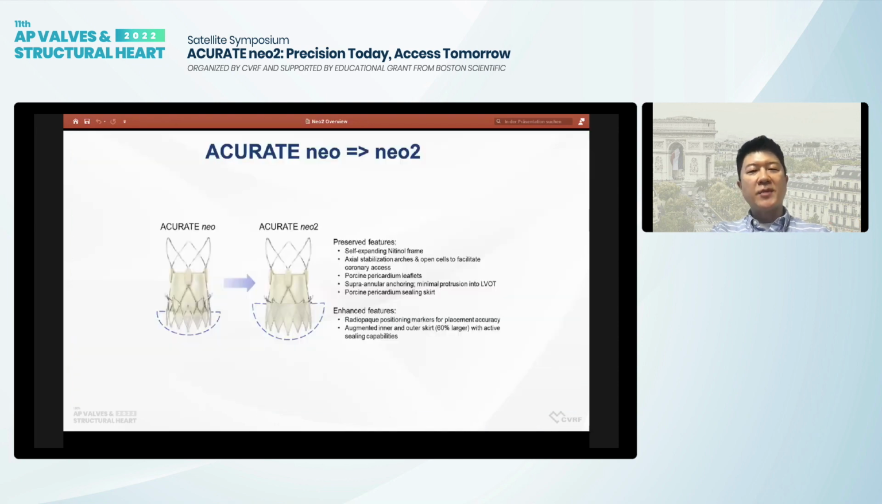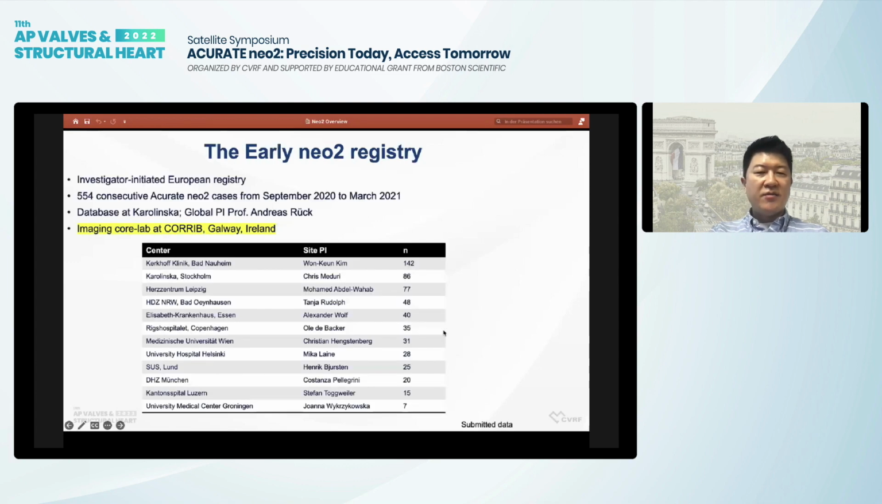So if you see the change from Neo to Neo2, I already explained to you that what actually was changed was only the radial peg positioning marker for placement accuracy and the inner and outer skirt for less PVL. And Andreas is also on the panel, and he initiated the early Neo2 registry.